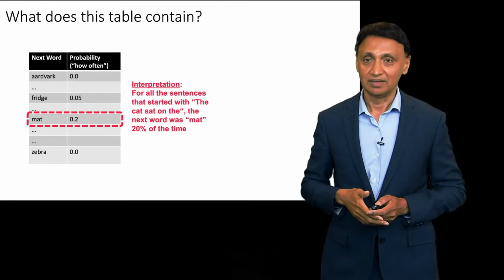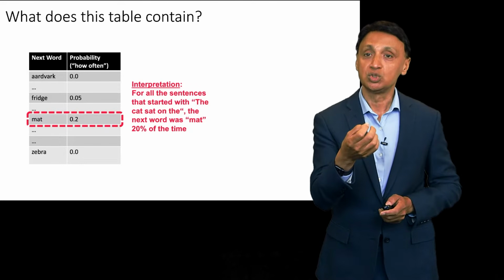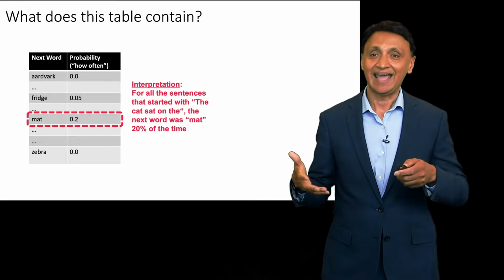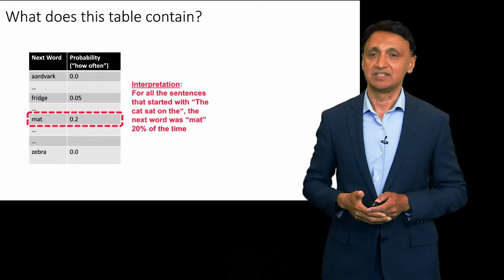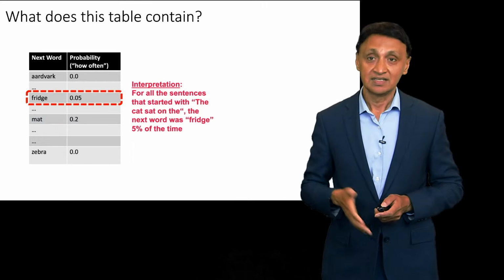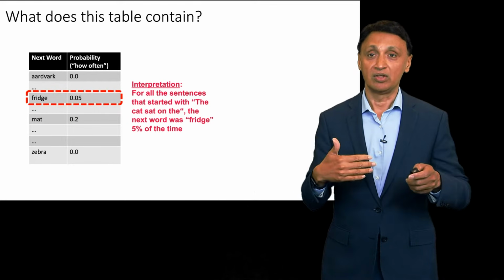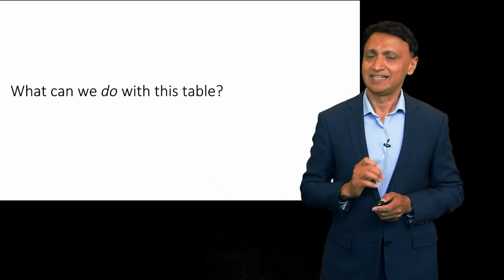So in this example, what we are seeing is that the word mat has a 0.2 or a 20% probability. And what that means is that the phrase, the cat sat on the, was followed by the word mat roughly 20% of the time across all the training data that GPT-3 has seen. Similarly, the word fridge followed the phrase, the cat sat on the, maybe 5% of the time. Now, what can we do with this table?